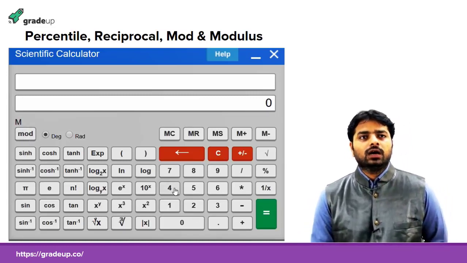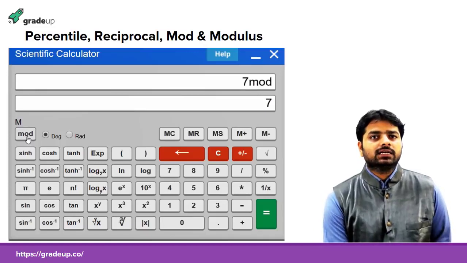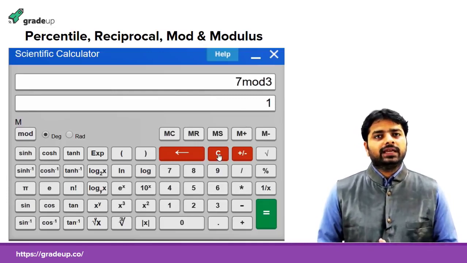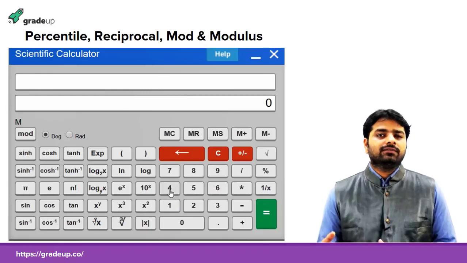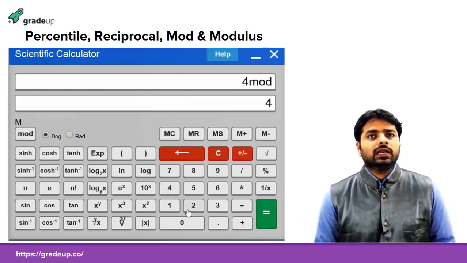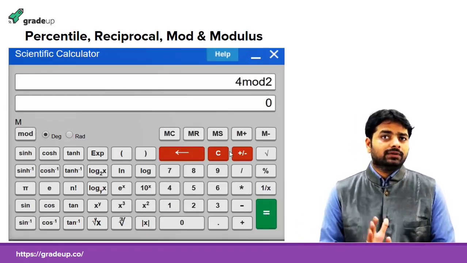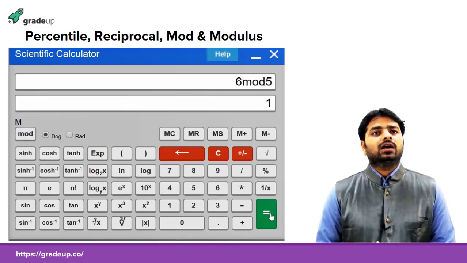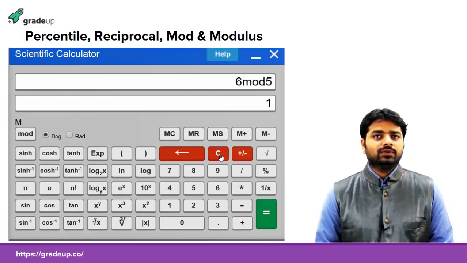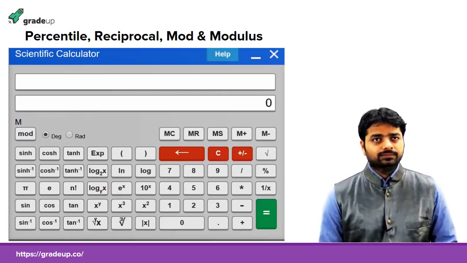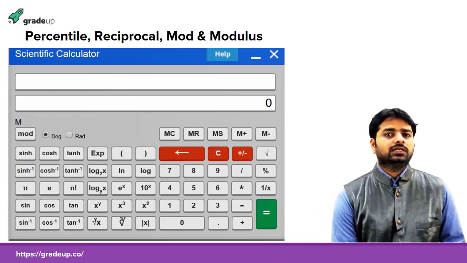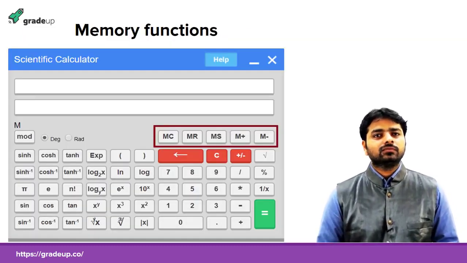Now we can go for a mod. So what is a modulo? You can see 7 modulo 3, the remainder is 1, because 3 can divide 7 two times, and then the remainder is 1. You can apply 4 mod 2, which is 0, because 2 can divide 4, so the remainder is definitely 0. Now you can see how to apply this mod operator carefully. 6 mod 5 is 1. So I have applied all these 4 different operators using the virtual calculator.